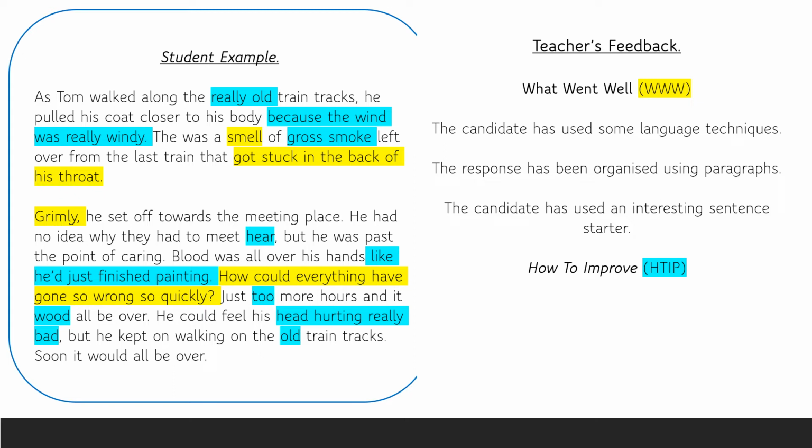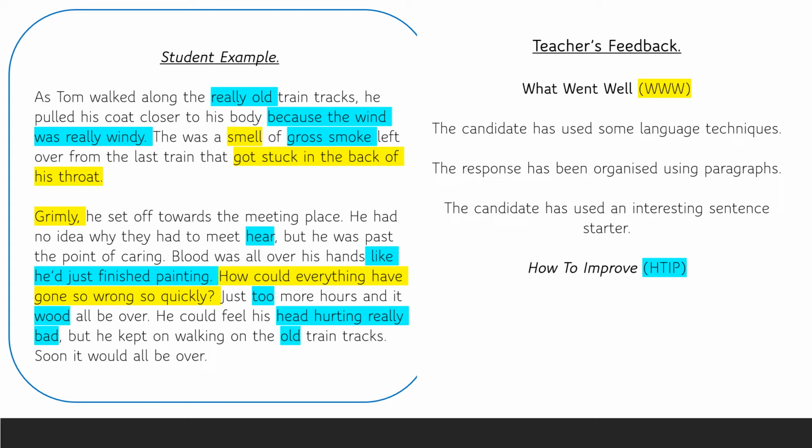Now, we've already mentioned that the smell is sensory language, so the first thing we've got highlighted there would be sensory language, so that would potentially get them a mark. And then it says, from the last train, got stuck in the back of his throat. So also you've got this idea of feeling something but also tasting something. So it's quite powerful imagery that's being used there, because we're able to fully imagine and fully understand what the writer is talking about. The next technique comes with a rhetorical question. How could everything have gone so wrong so quickly?